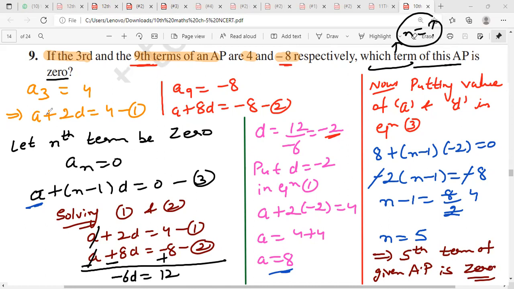Okay, so this is the solution of question number 9. In the next class, we'll proceed with our question number 10. That is for today's class.